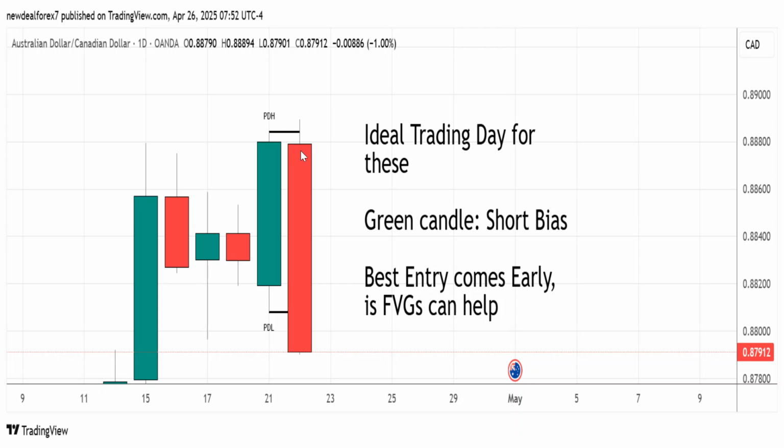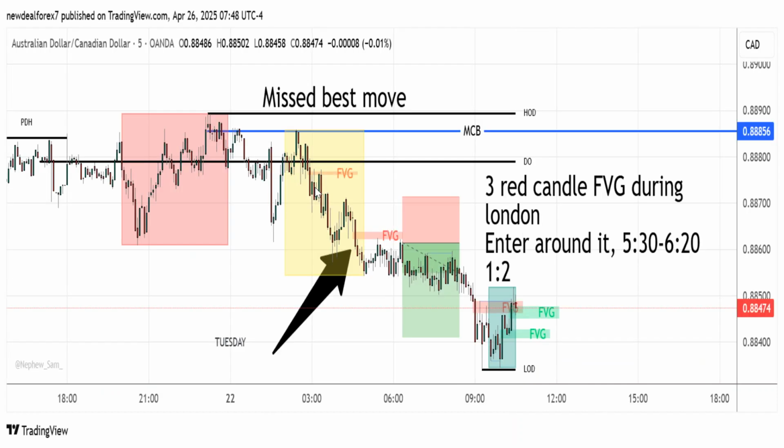But let's say you come to the chart and you've already missed this price action up here. It's already dropping. What can we do? Okay, how can we get a piece of this move? We don't want the whole move, just a piece. Let's take a look. Okay, we missed the high of the day. The high of the day came in Asia.